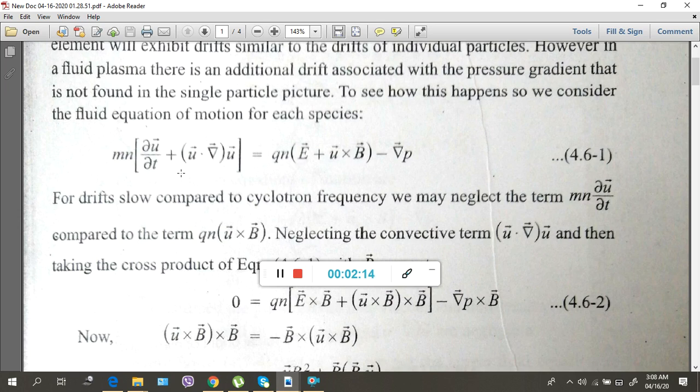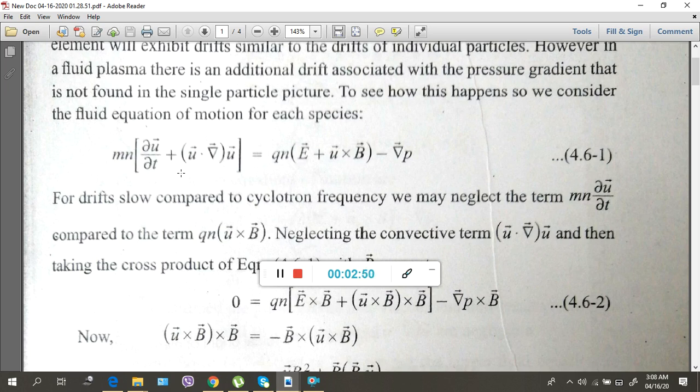Now what is this u? u is the average velocity of the particles in the fluid. When we say that we have a fluid, first we have velocity v for a single particle, and when we have a fluid, the velocity is u. And we write here E plus u cross B, and the term minus del p is due to the pressure.